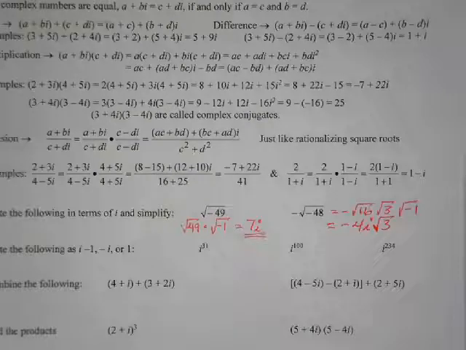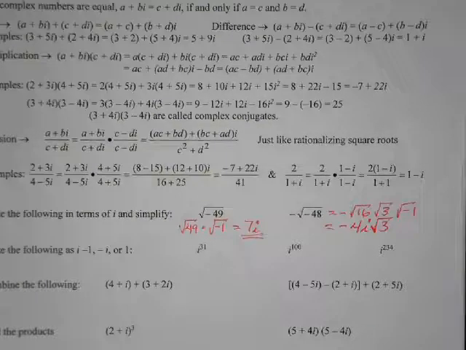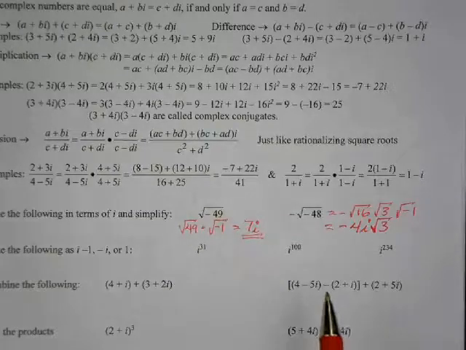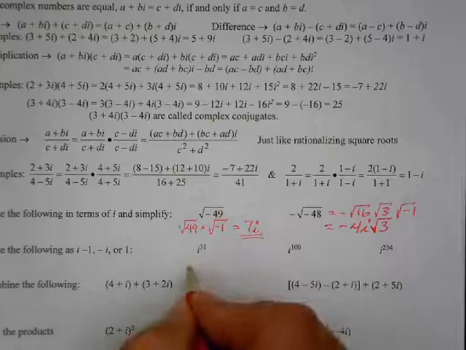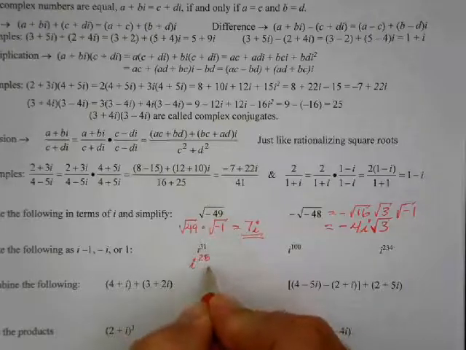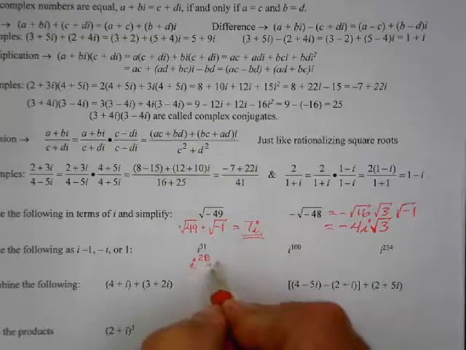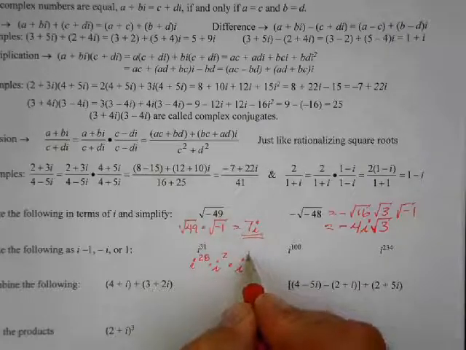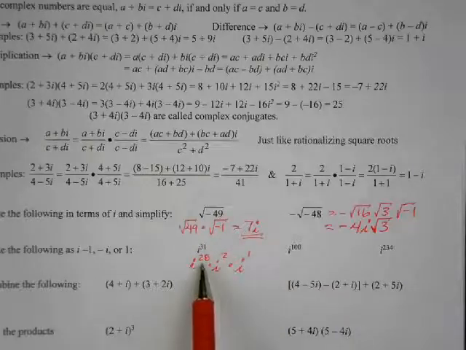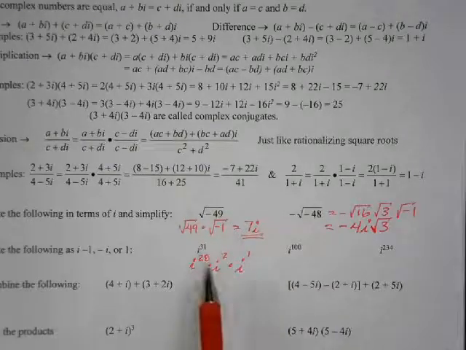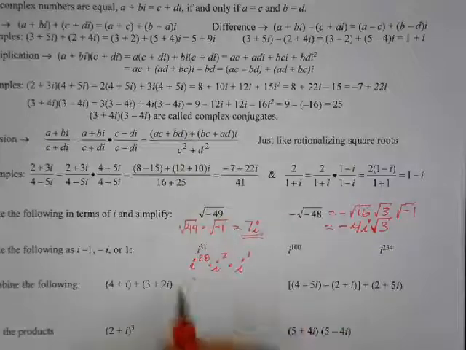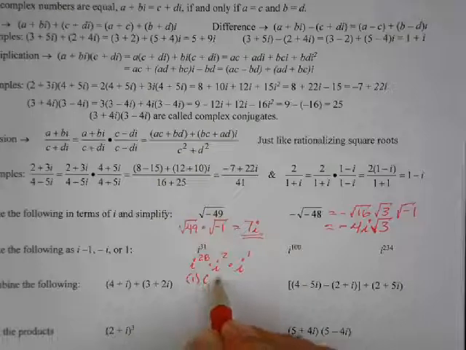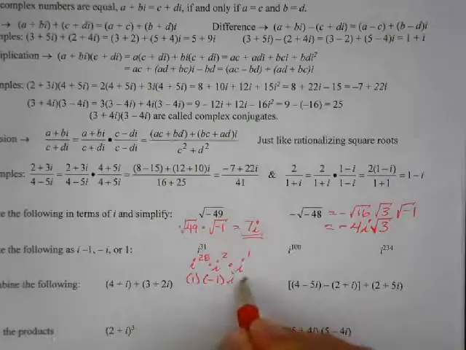All right, so now let's look at some simplifying. i to the 31. Well, that's i to the 28 times i squared times i. Notice how basically I'm just adding up my exponents: 28 and 2 and 1, that's 31. Now 28 is divisible by 4, so that's a 1. i squared, well, that's a negative 1, and then I have an i. So this is negative i.